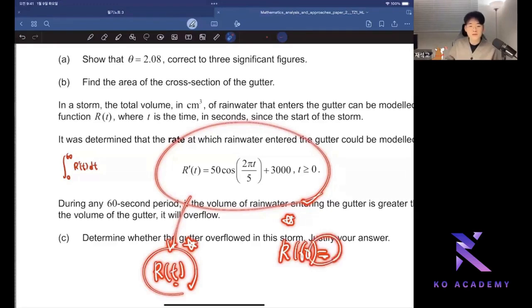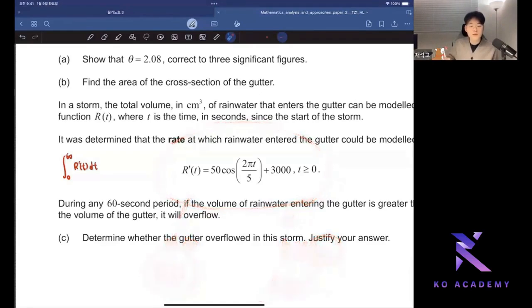Is this right, guys? So, what is R(0)? It's the total amount of water inside that outer shell at 0 seconds. If you subtract these two, that's the amount of water that fell during those 60 seconds. Do you guys understand what I'm saying?